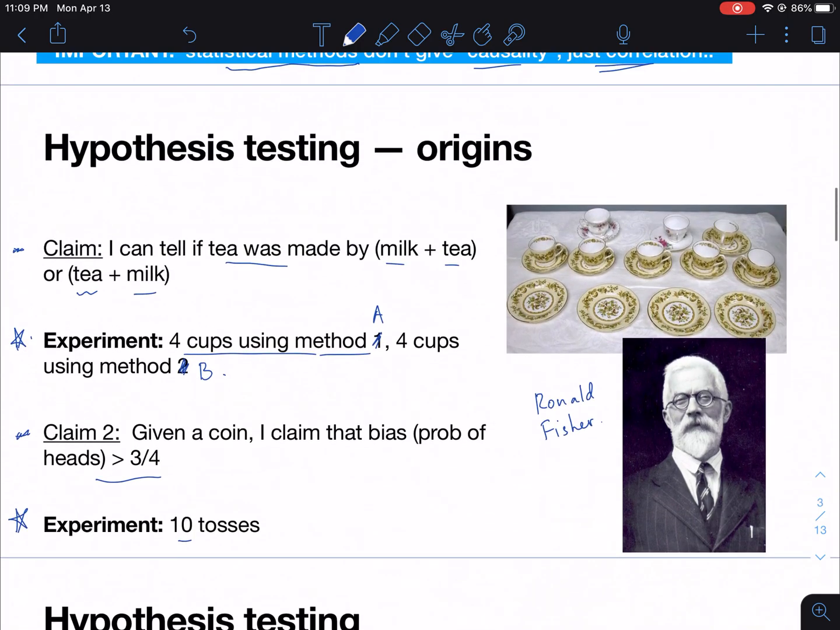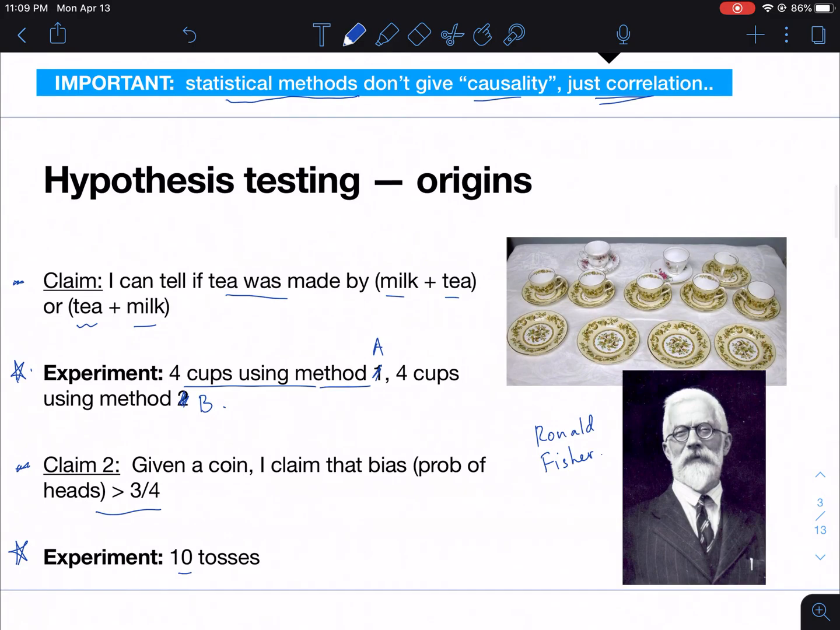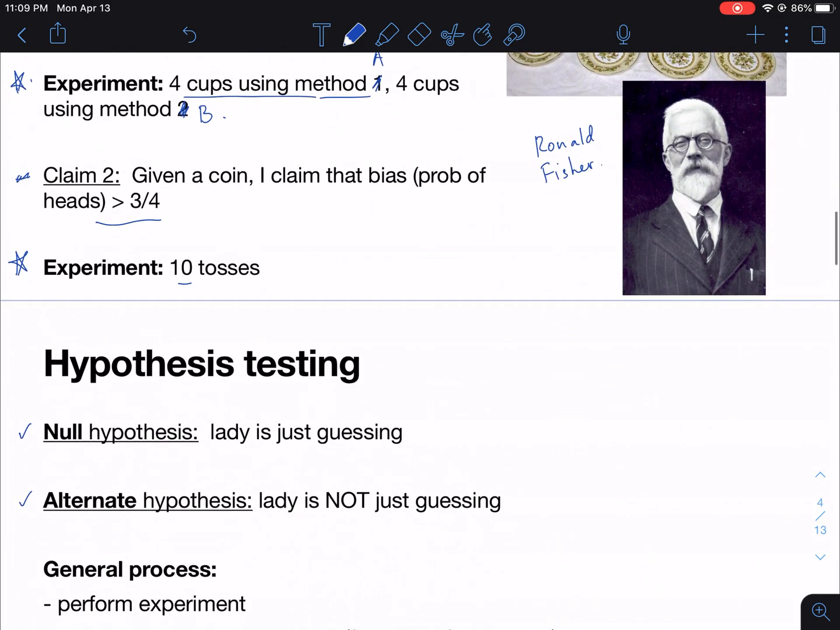So in the first example, what is the null hypothesis? This says that maybe this claim was false, right? So in this case, the null hypothesis would just be the lady is just guessing, which just means that the probability of getting any single query correct is 1/2. By query, I just mean she sees a cup, and answers it correctly.